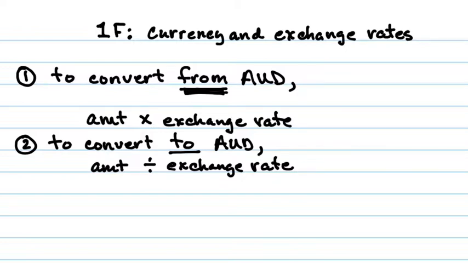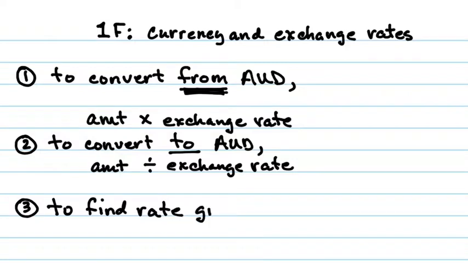Now, we need to talk about one other thing, though, because sometimes you're going to know the amounts, but you don't know the exchange rate. And so that's the last part of this, and then we'll do some examples, is to find the rate given two amounts. So in other words, say you have some Australian dollars and you have some British pounds, for example. You're simply going to take the Australian dollars.